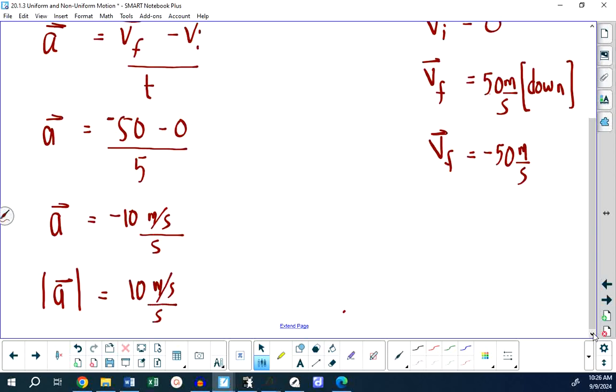So, this is a subtle but important idea. If you are asked for the magnitude of something, you don't ignore direction. You include the direction, and then at the end, you lop the direction off. Okay?